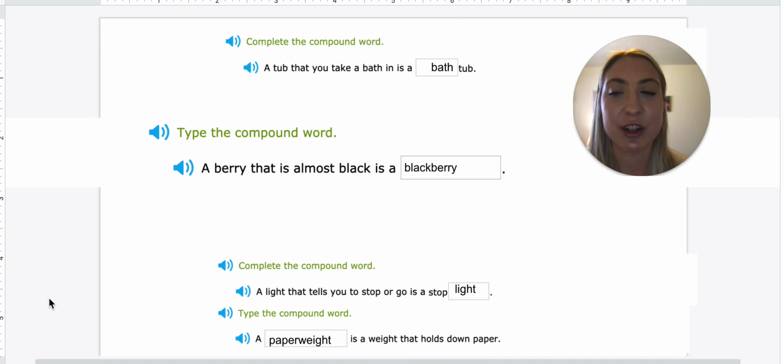So make sure to take your time, look at each sentence carefully. We're either going to be completing the compound word or typing the whole compound word, not just a part. So have fun with it and take your time reading, and I will see you tomorrow.